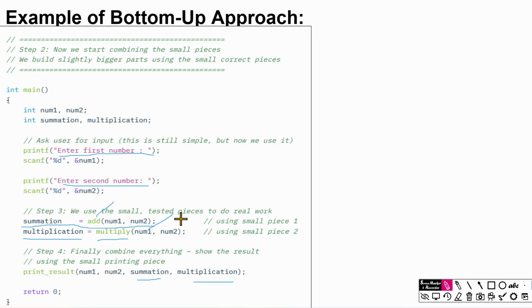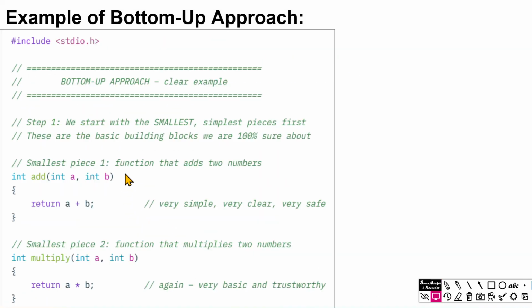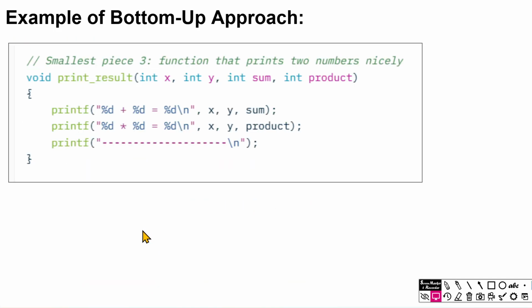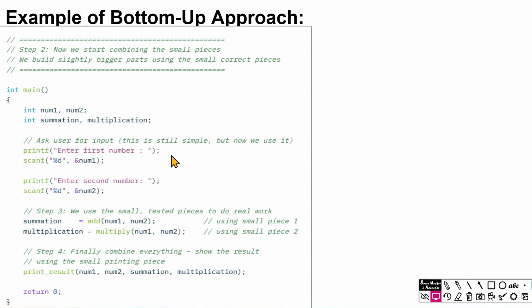So try to understand here, we don't know the intention. First we will write subprograms for addition, multiplication, and printing. Later we'll be using these subprograms for our convenience. Okay, so this is called the bottom-up approach.